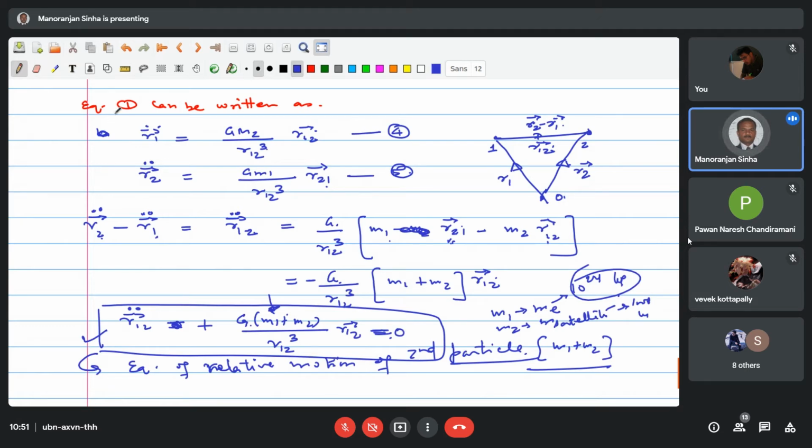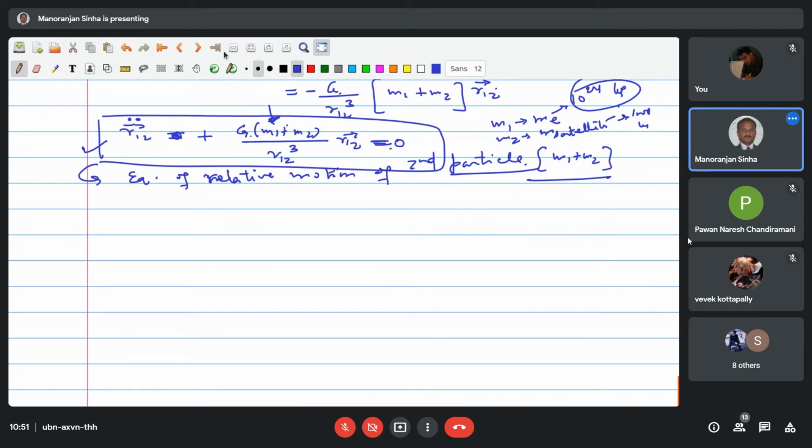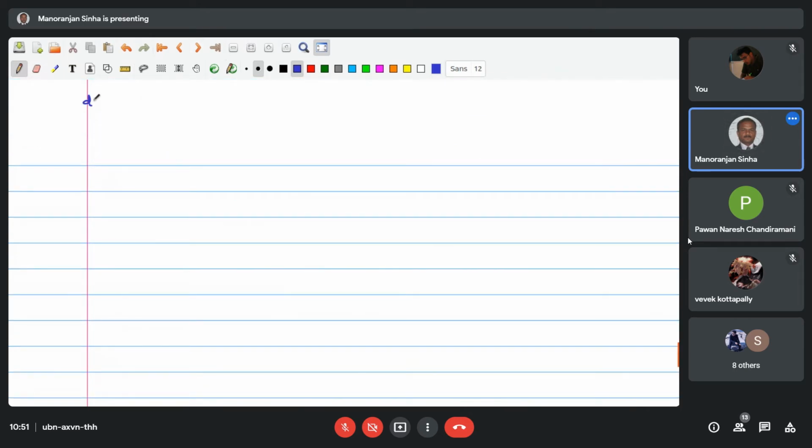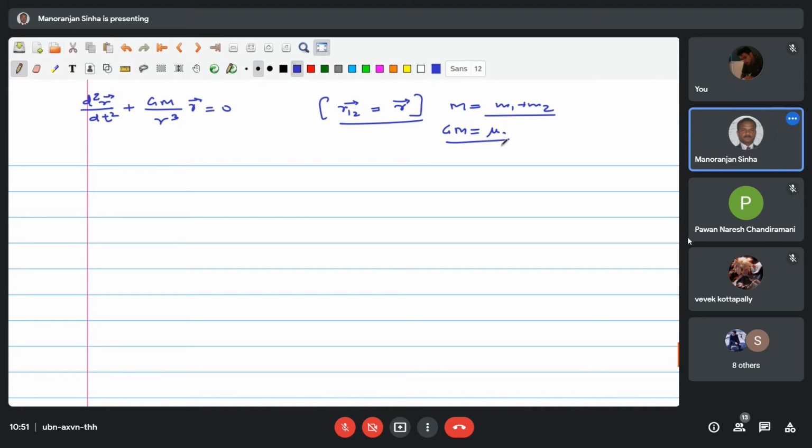So therefore, from this particular derivation, we can simplify this as d²r/dt² + (GM/r³) r = 0, where r12 we have replaced as r, and M we are replacing as m1 plus m2. G times M we are writing as mu, phi of m.